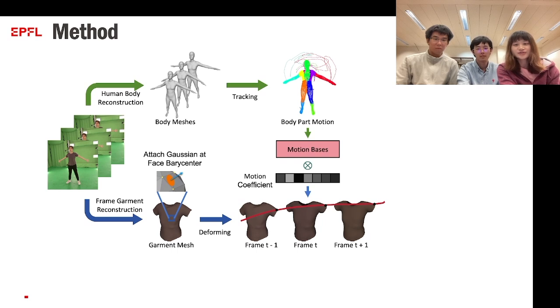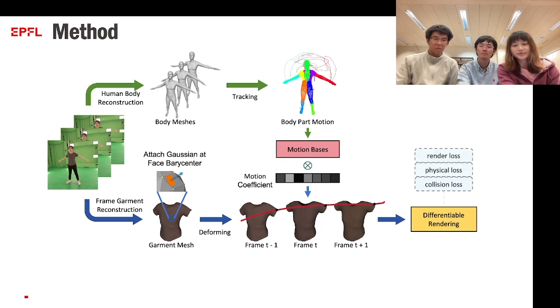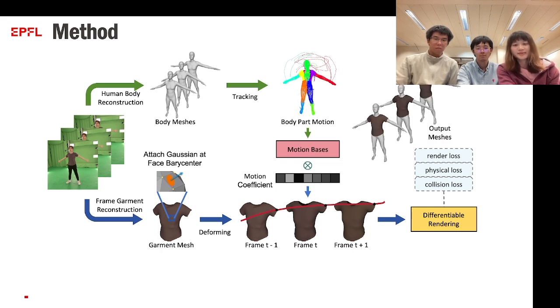To align the 3D mesh with 2D observations, we perform differentiable rendering to obtain 2D rendered images, which are then supervised with raw 2D observations to optimize the 3D garment mesh. To preserve physical plausibility, we also incorporate physical losses and a garment-body collision loss. Finally, our method achieves accurate and temporally consistent garment reconstruction.